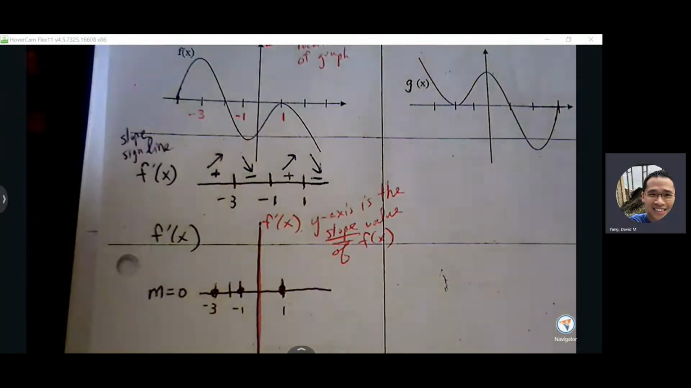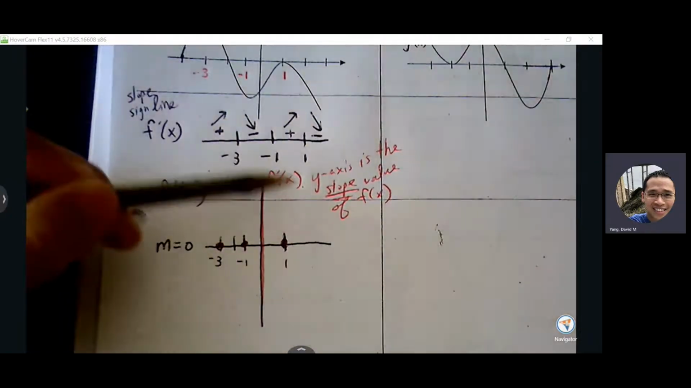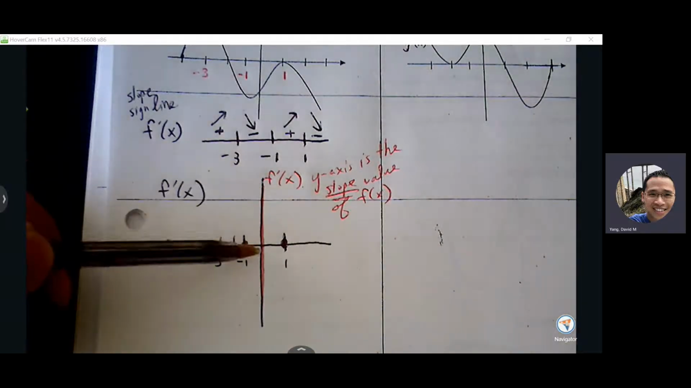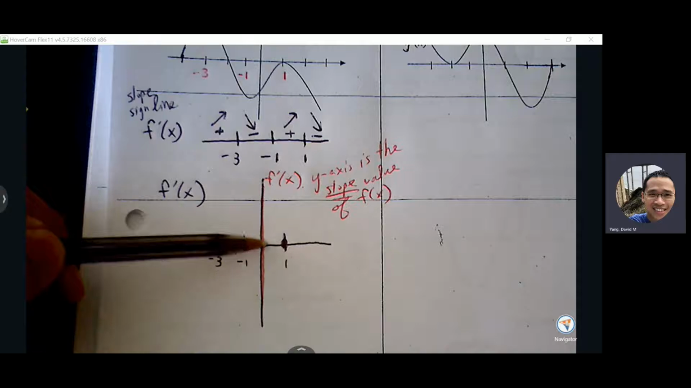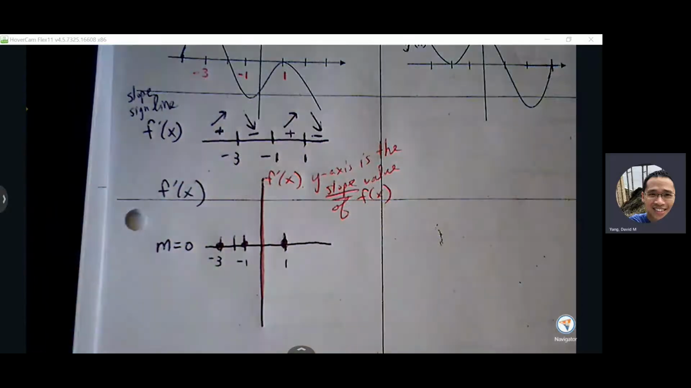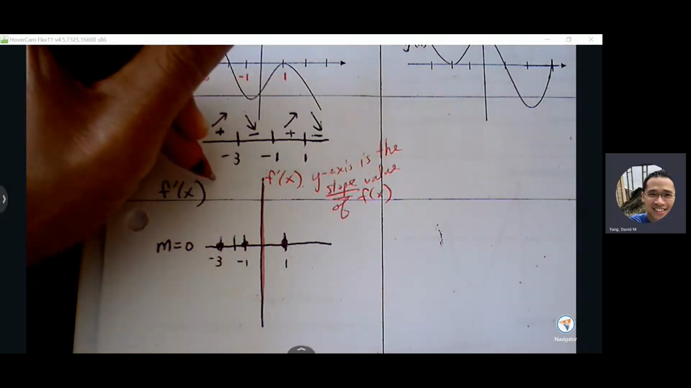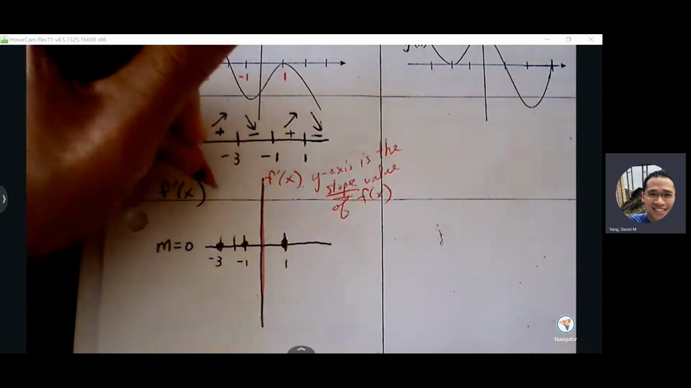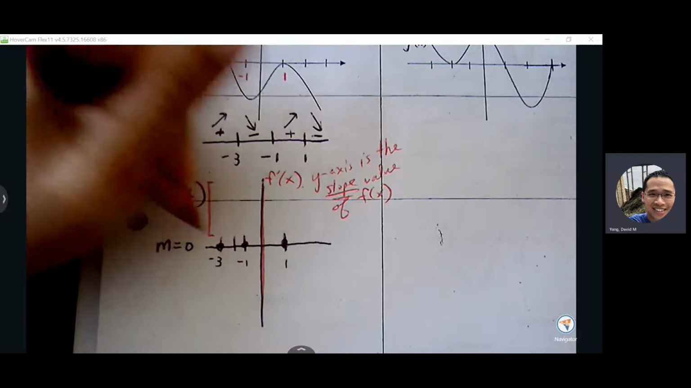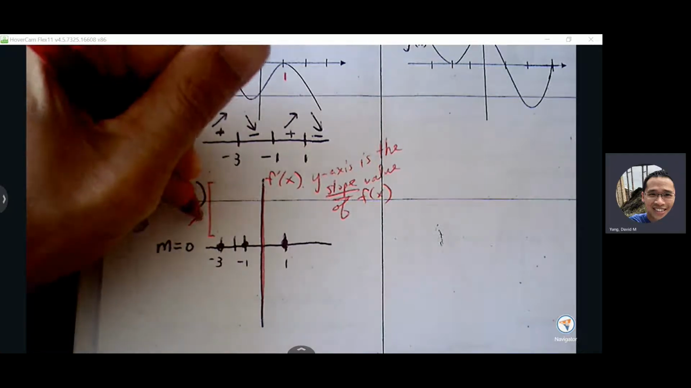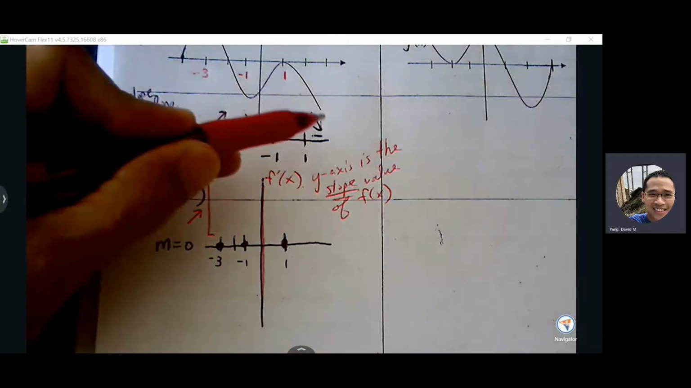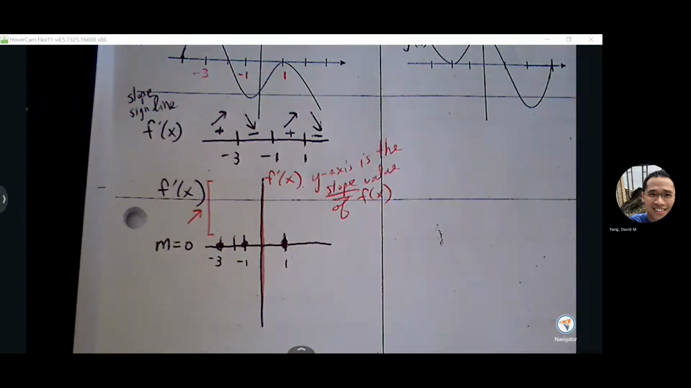Now we want to talk about what this region represents and what this region represents. Anything above the x-axis is when slope is what? Positive. So we're going to have a little diagram to help remind ourselves what we're dealing with here. Anything above the x-axis is going to be a positive slope. We're going to match this symbol with the symbol that we see on our slope sign line.